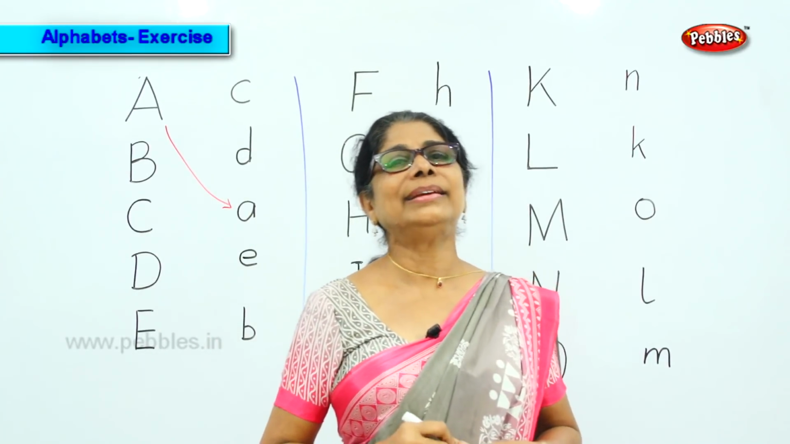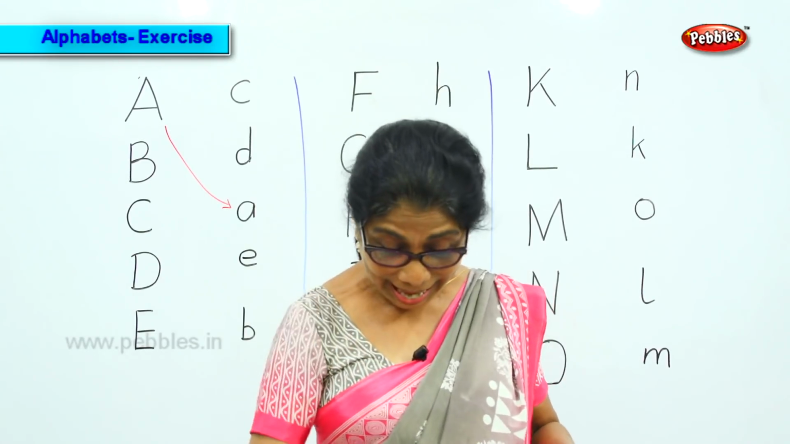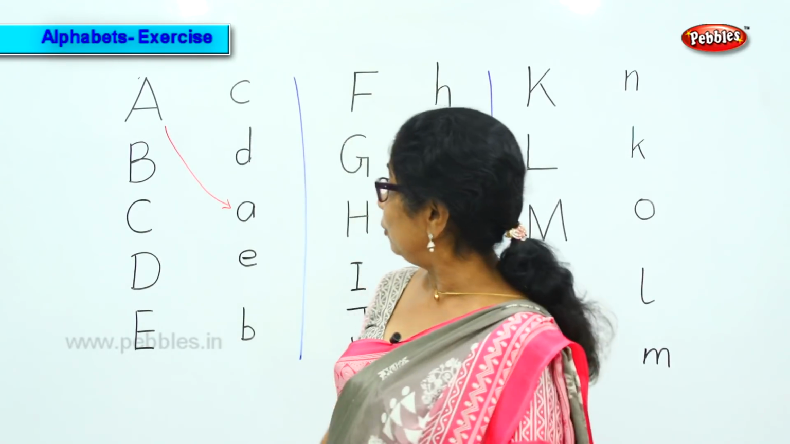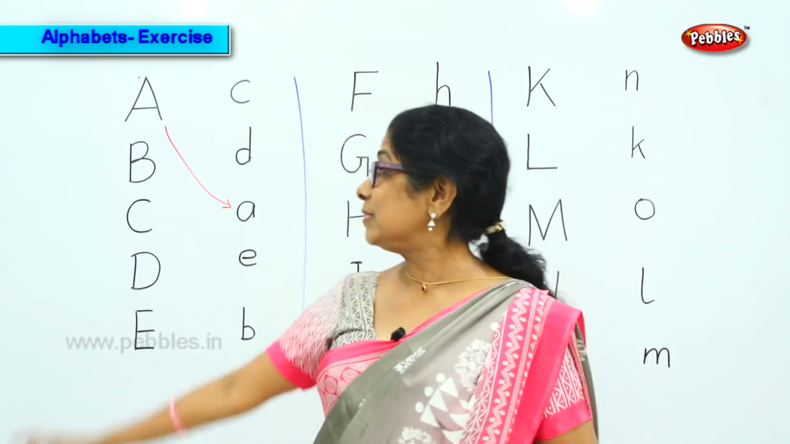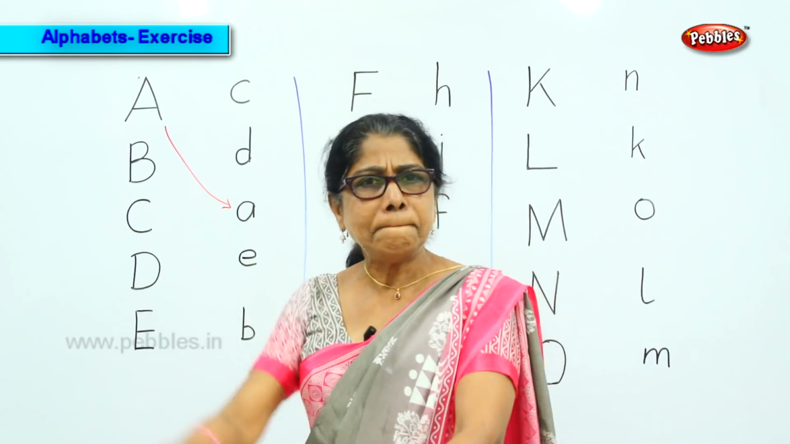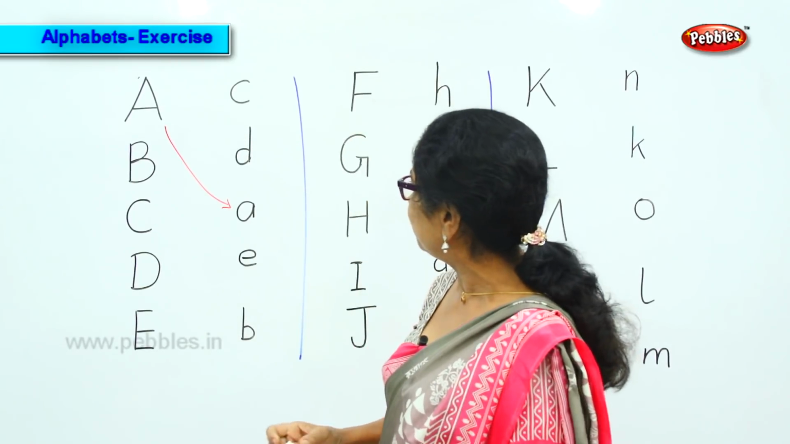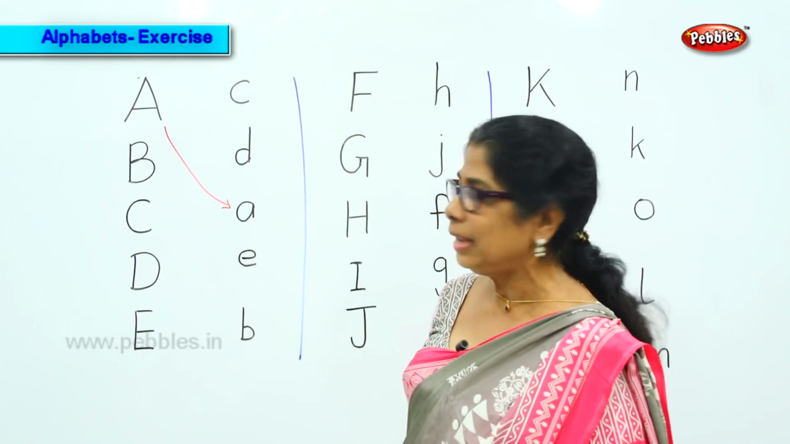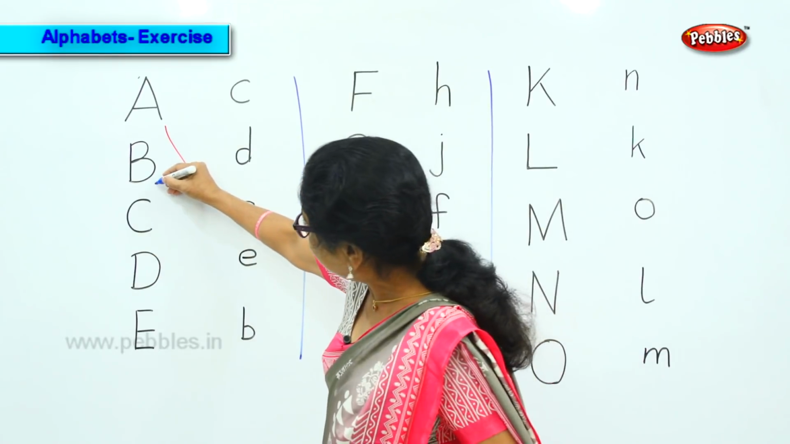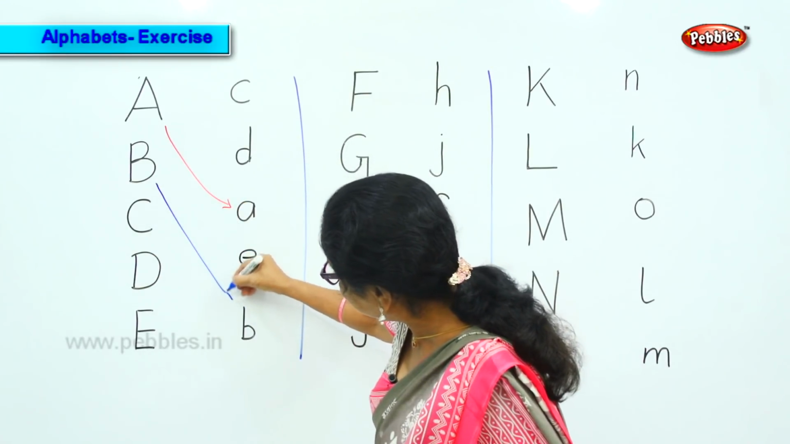A. What is that letter? Sound A. Okay, you have A. Second letter B. What is that sound? B. Now, B. Where is B? Big B. The sound is B.